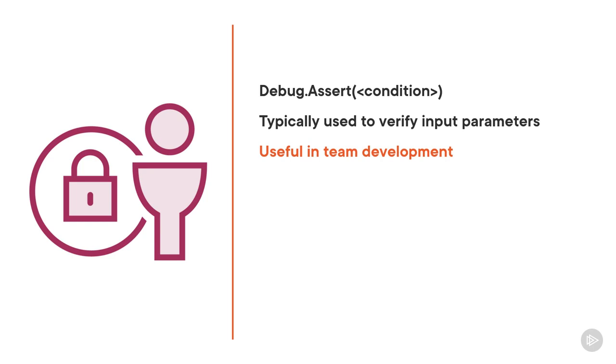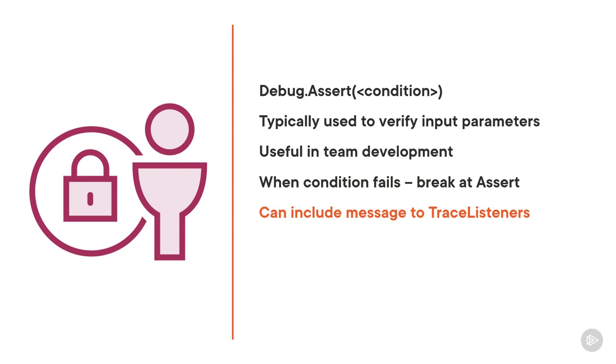When your app is running in debug mode and the condition in Debug.Assert fails, the code breaks at the assert line, so the developer can check local variables. You can also specify a message to output, and that message gets sent to all the trace listeners that the Debug class is configured to use. Remember, that's the output window by default, unless you add other trace listeners.